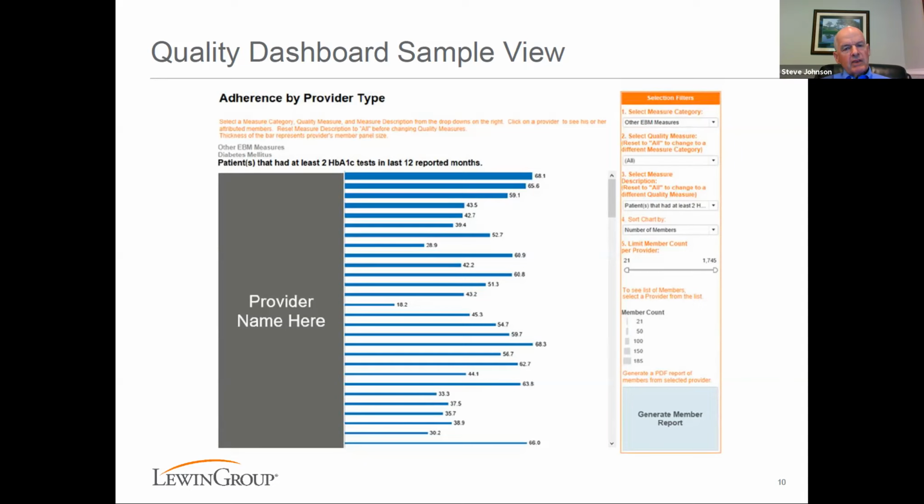And finally, we've also used this to work with providers: take one of these providers, drill into their patient panel, and send letters saying, you've got these 15 members in your panel that need a hemoglobin A1C test, so they can reach out directly to those members and try to improve oversight and eliminate gaps in care for their population. So that's my last slide.